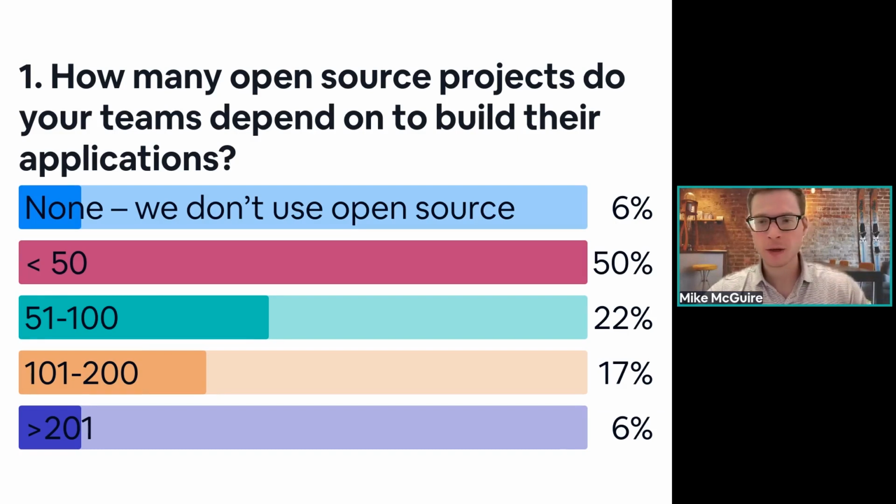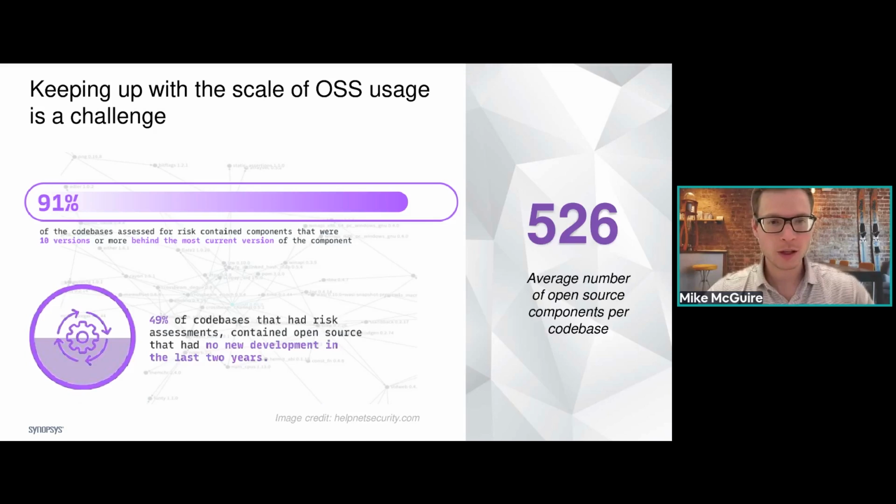53%, over half of my attendees here say they use less than 50 open source dependencies in their applications. 24% are saying 51 to 100. 12% are saying 101 to 200. And then only 6% are saying 201 or more dependencies. Cool, very good. I like this. There's some good honesty here. Well, let's go to the next slide here.